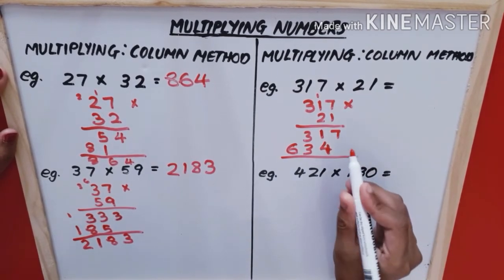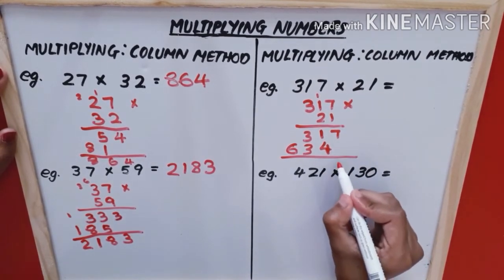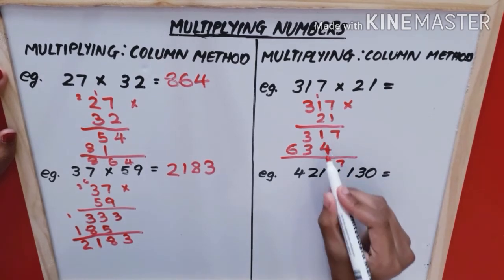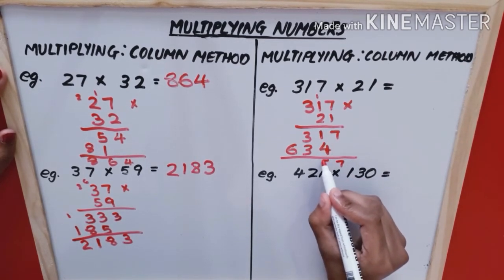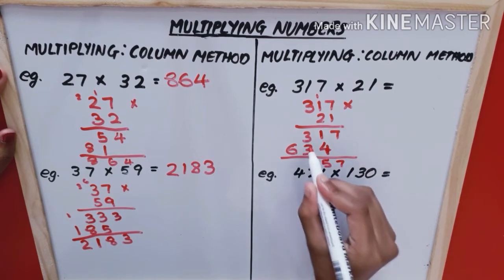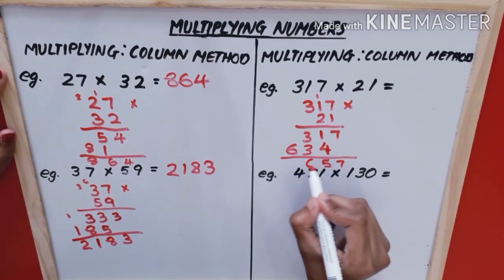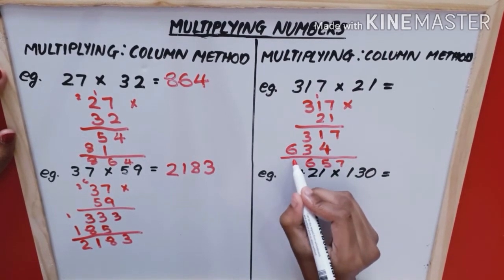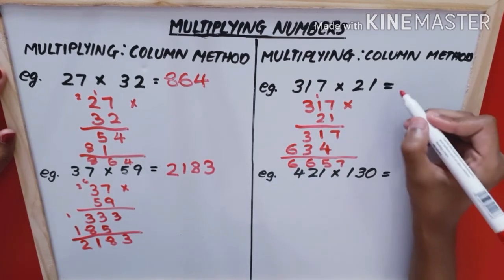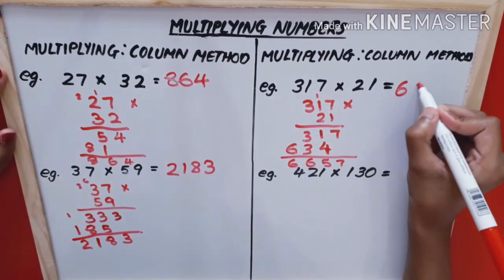Now you add up all your values. So 7 plus 0 is 7, 1 plus 4 is 5, and 3 plus 3 is 6. And finally, you simply write down the 6 because there isn't anything to add to it. So your answer is 6,657.